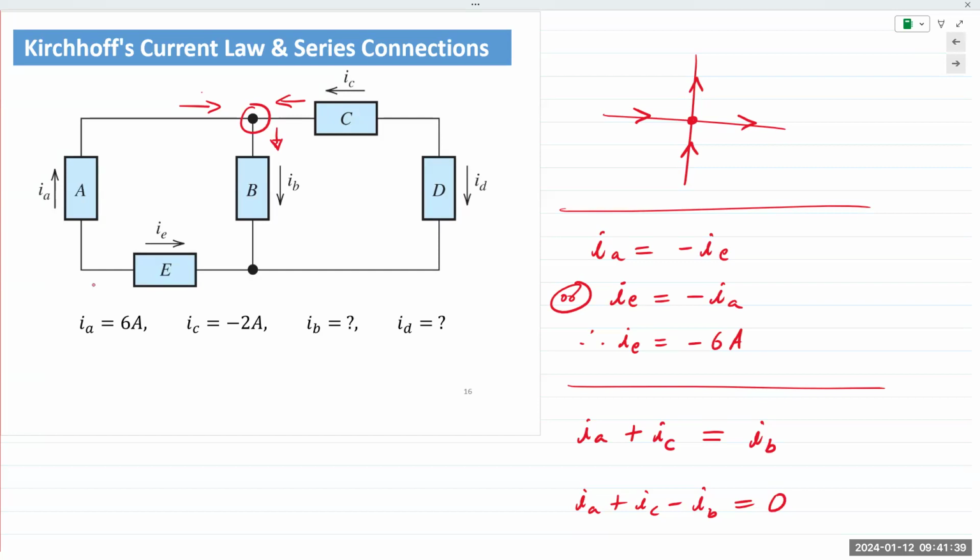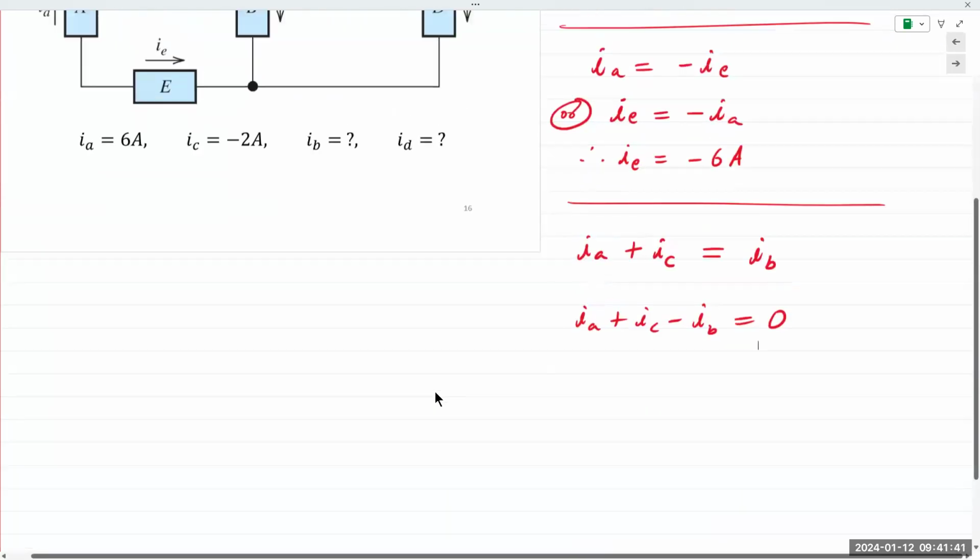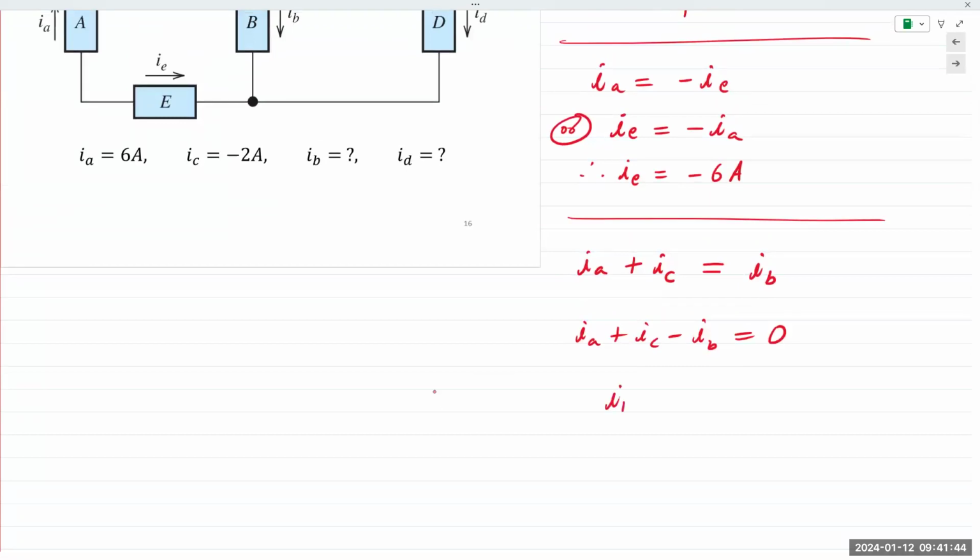And so in this case, I have IB as equal to 6 plus minus 2. Remember, IC is given to us as minus 2. So 6 plus minus 2 gives us IB as 4 amps. Easy enough, right? Then last we come to ID.